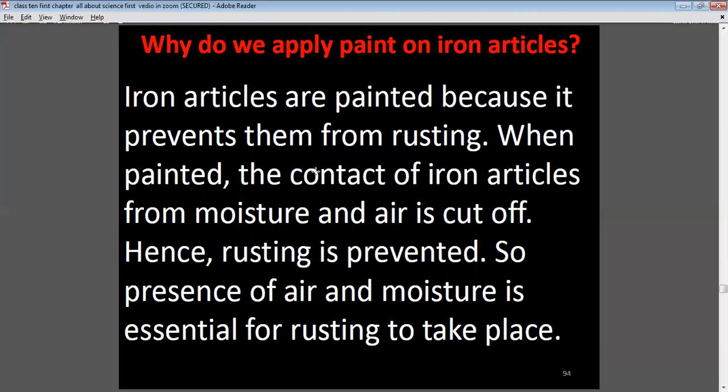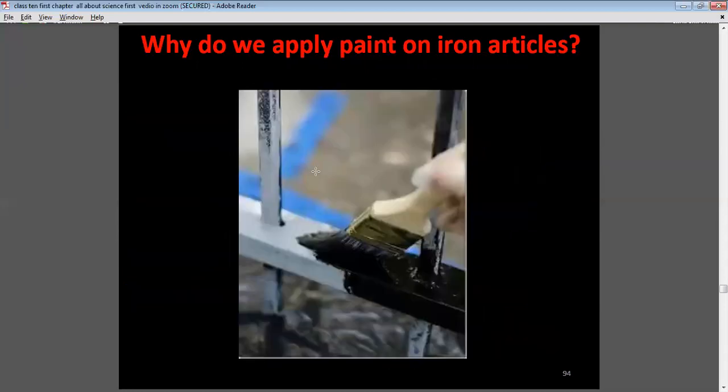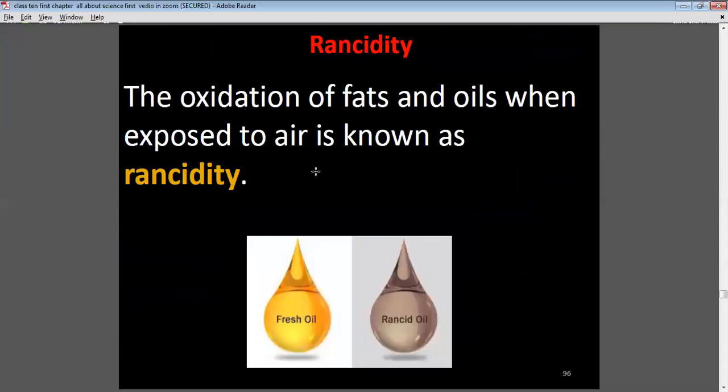Why do we apply paint on iron articles? These iron articles are painted because it prevents them from rusting. When painted, the contact of the iron article with moisture and air is cut off. Hence, rusting is prevented. So the presence of air and moisture is essential for rusting to take place. Because while applying paint, we can prevent rusting.